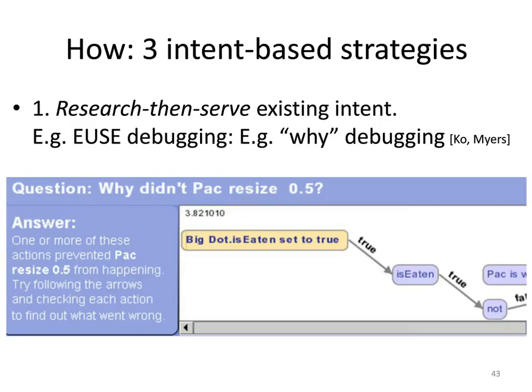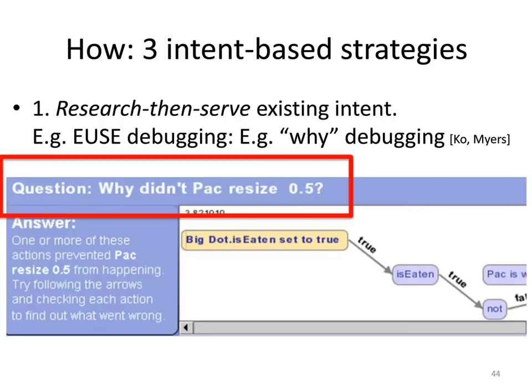There, what they did is they studied a bunch of people debugging and learned that why didn't questions were the most common questions by far that people were asking. So they researched, and then they built a system to serve exactly that intent, why.